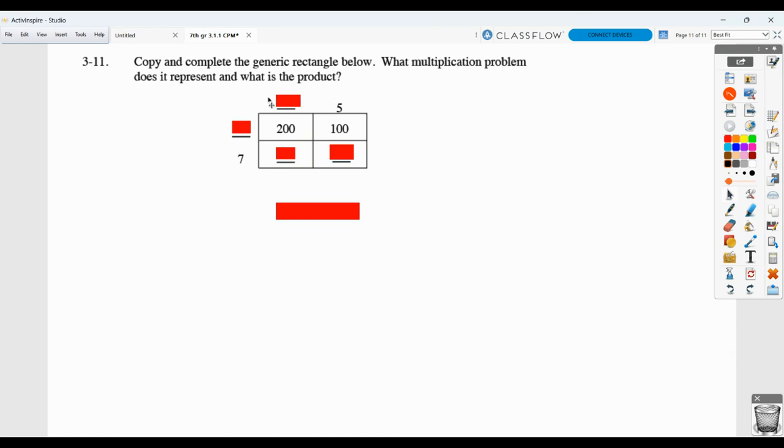Here you need to complete the generic rectangle. So you're asking yourself, what, for example, do you multiply by 5 to give you 100? That would be 20. And then 20 times what would give you 200? Well, that would be 10. 10 times 7 would be 70. 7 times 5 would be 35. So this is 27 times 15, or you can switch the order, 15 times 27. And you're going to get what these all add up to as a total, which is 405.